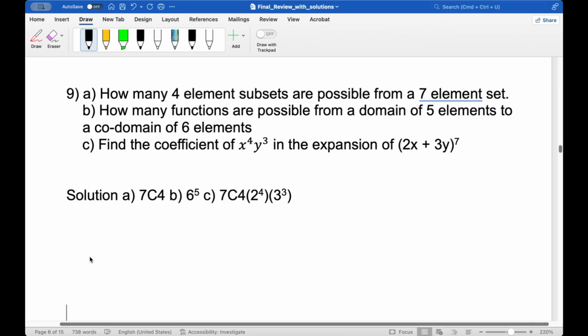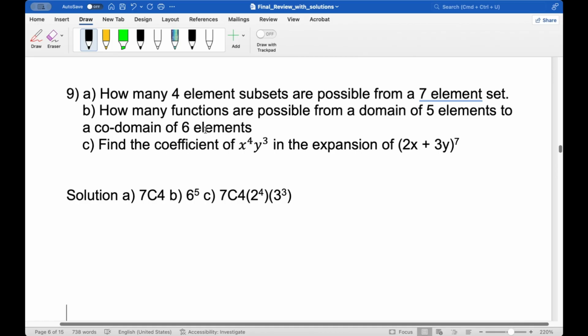Number 9, how many 4-element subsets are possible from a 7-element set? So when you're constructing a subset, repeats are not allowed. Order does not matter. It's a combination. There's 7 total, and we're selecting 4 for the set, so it's 7C4.